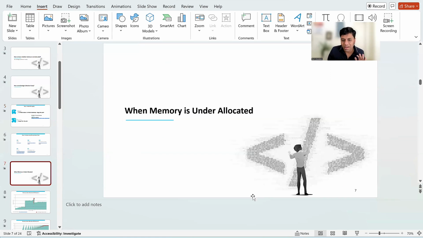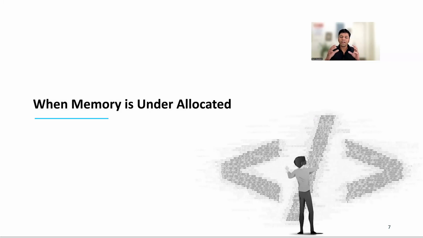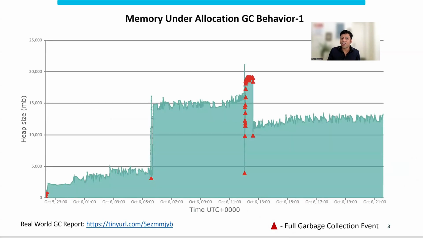Now, let's look at what's going to happen when you've under-allocated your memory. We are coming to the core of the subject right now. How is your GC behavior going to look when your memory is under-allocated, that is, you've allocated less memory than the actual demand? Friends, if you've under-allocated your memory, this is how your garbage collection behavior is going to look.